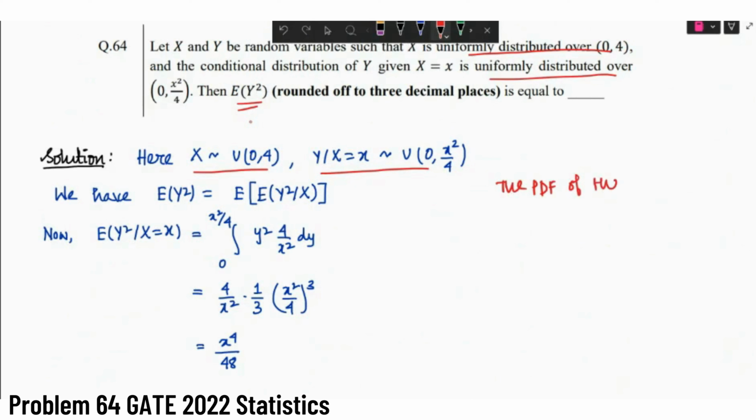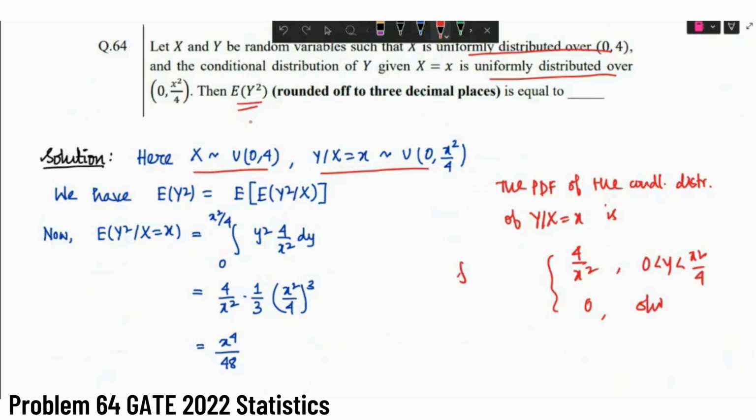So the PDF of the conditional distribution of Y given X equal to x is 4 by x square, where y lies between 0 and x square by 4, and 0 otherwise. Please check if you are not getting it. This is the conditional PDF.